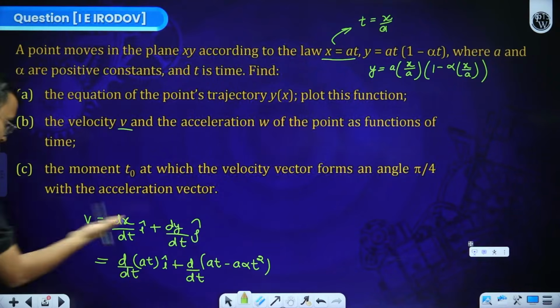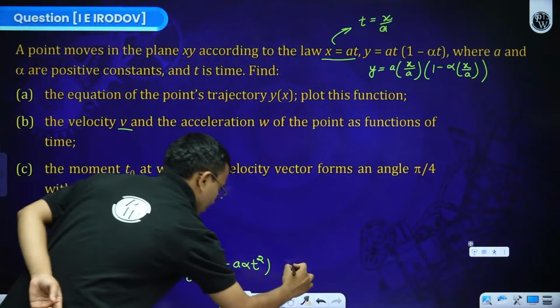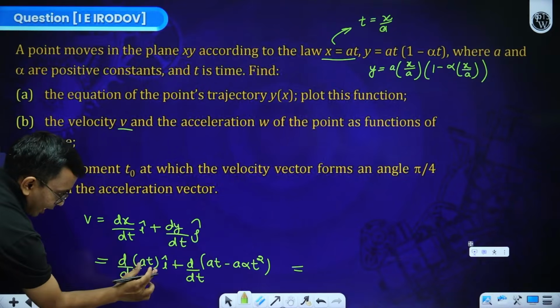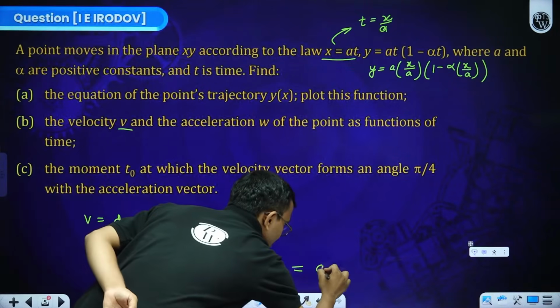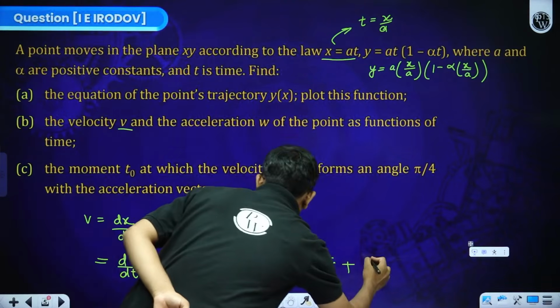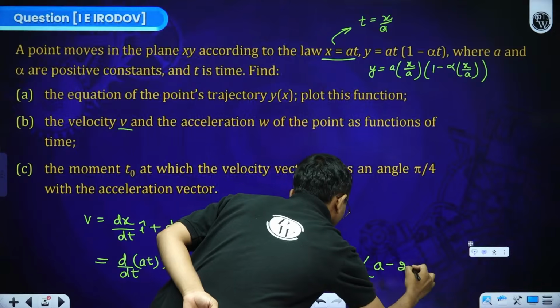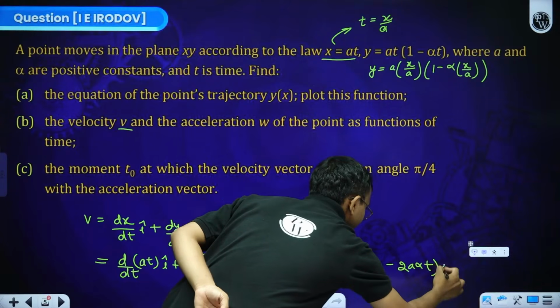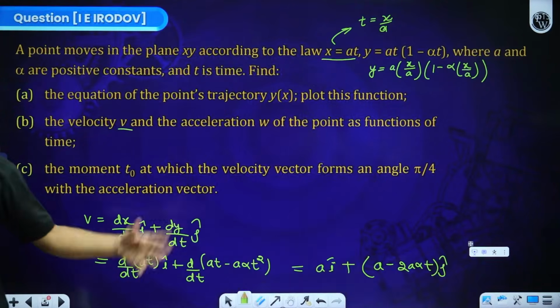Okay, you can just write here, differentiating. Differentiation will become a i cap plus a minus 2a alpha t j cap, like this. We got the velocity.